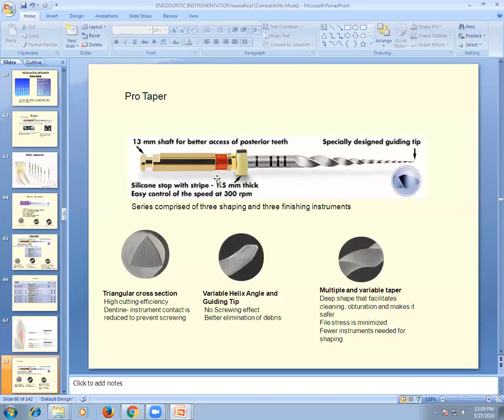Okay, see a more closer look. This is called the silicon stock, which is 1.5 mm thick. It's a guiding tip, and this is the shaft. This is the 13 mm shaft for better access with the posterior tip. Okay.